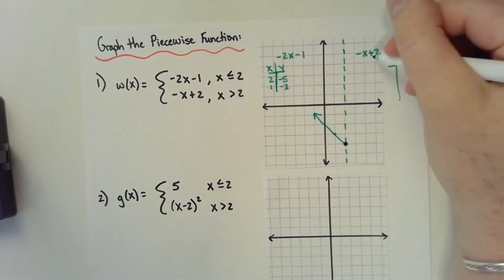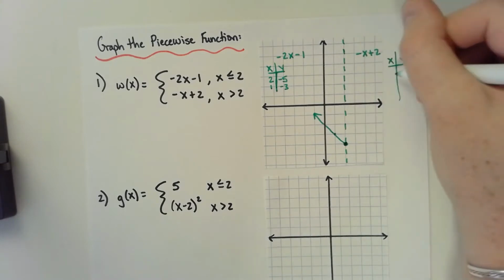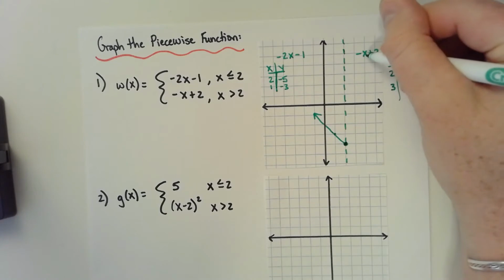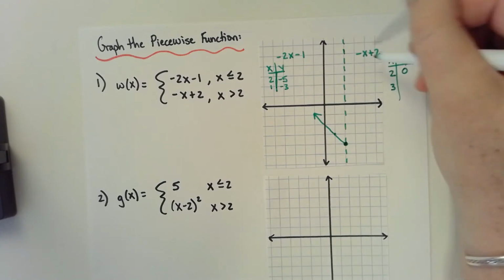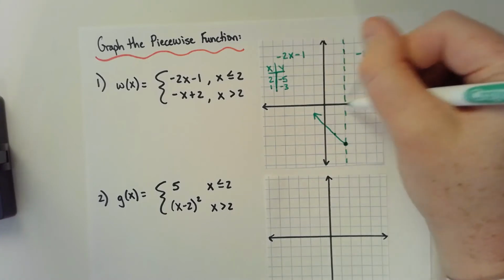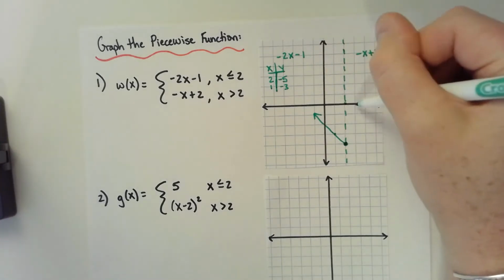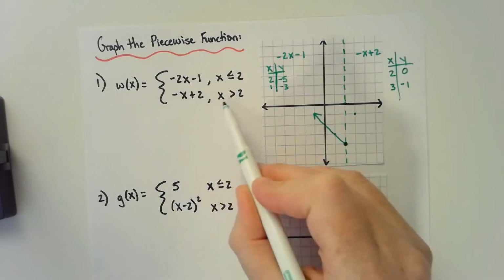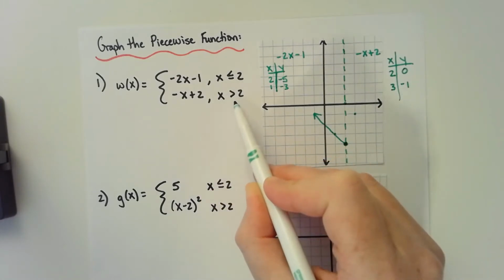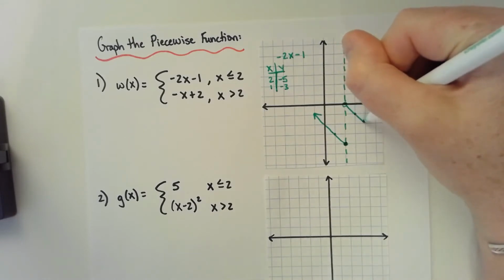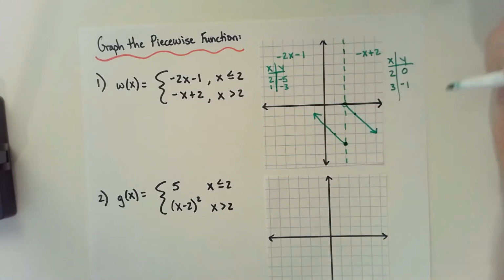And on the right side of the fence, let's pick 2 again, and then let's pick 3. So negative 2 plus 2 would be 0, and then negative 3 plus 2 would be negative 1. So we have 2, 0, and we have 3, negative 1, and then that part of our piecewise function does not claim the fence because it's just greater than 2. So we put an open dot and then draw that piece.